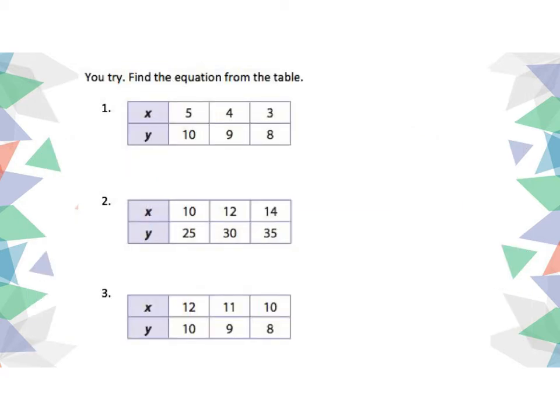Now let's try a few examples together. In my first table, I see a pattern. I can add 5 to each x to get to y. So my equation would be y equals x plus 5.